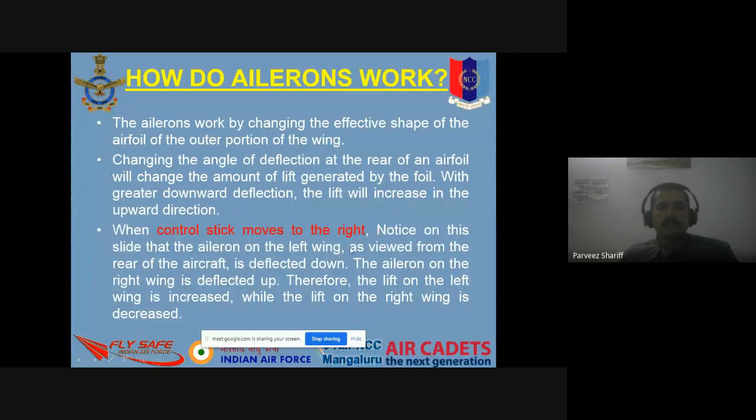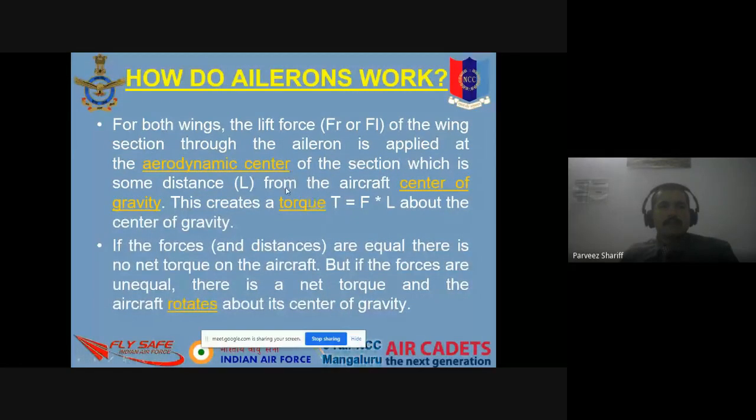Same thing is explained here. So for both the wings, as I told you, the lift factor will affect here. The lift force of the wing section of the ailerons is applied at the aerodynamic center, at some distance L from the aircraft's center of gravity, and this creates the torque, that is C equal to F into L. F is nothing but the lift force, and L is the distance. So that is how it will work.